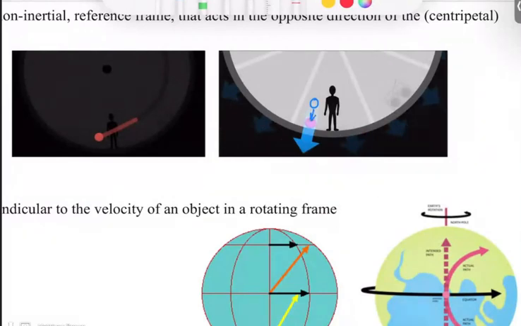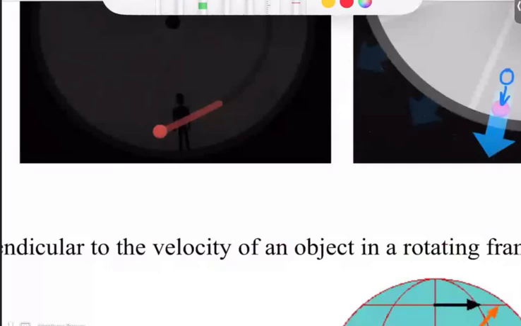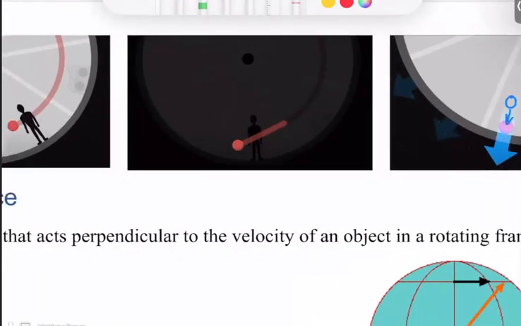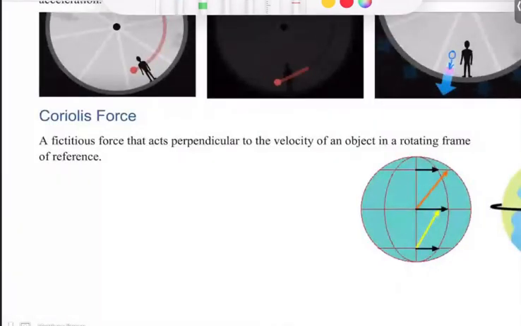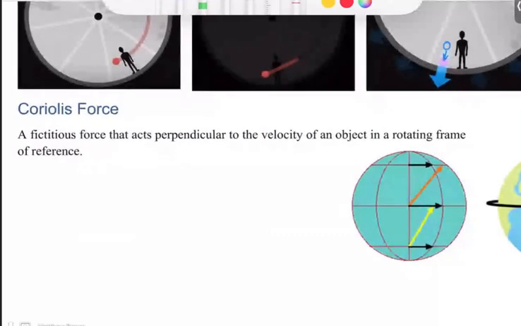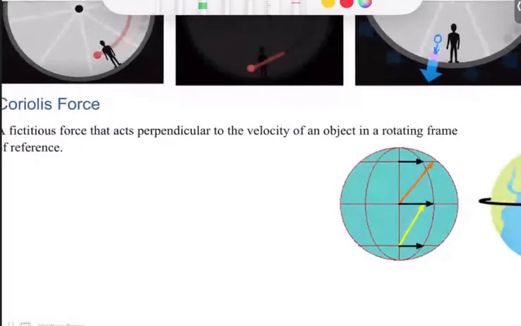But we know that's not actually the case at all. It's actually that the ball, just as it showed here, just as soon as it's let go of, follows a straight path, right? And the Coriolis force, usually this is something you see more on Earth for the same reasons that we just saw. So it's a fictitious force that acts perpendicular to the velocity of an object in a rotating frame.